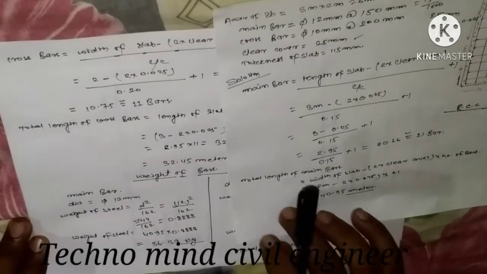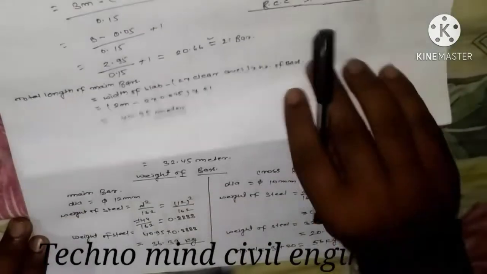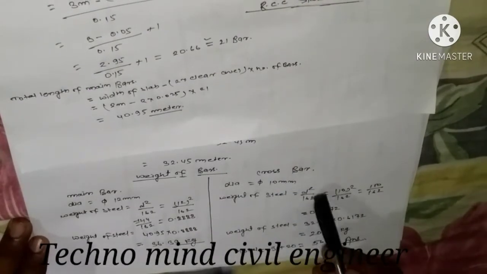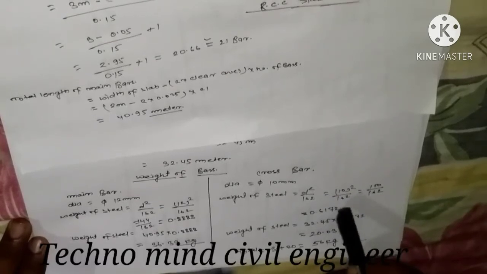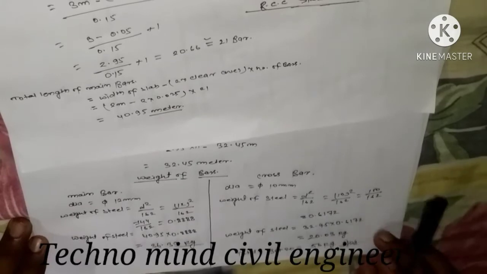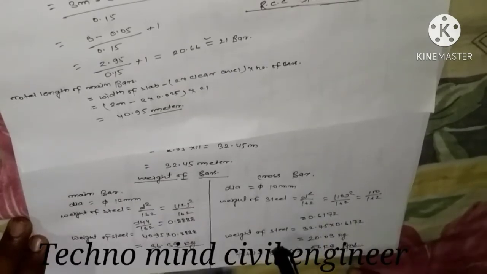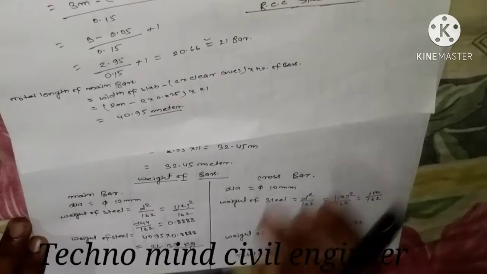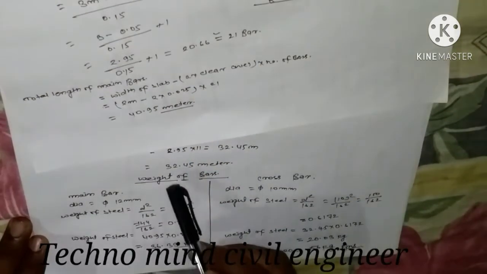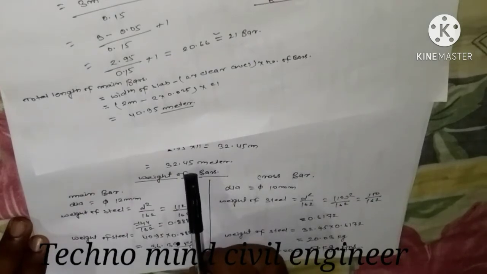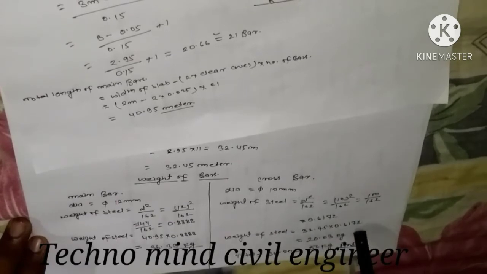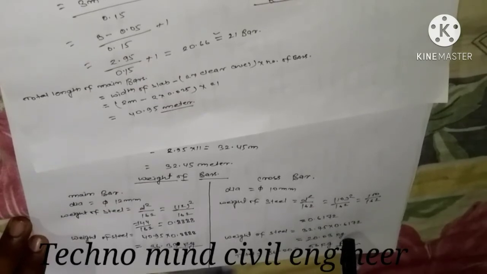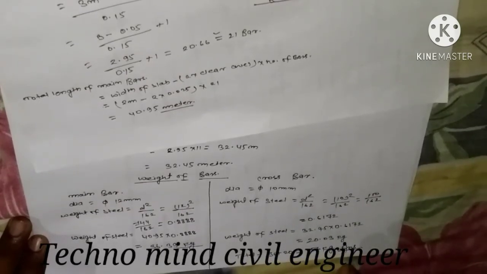Then we calculate the crossbar weight. Similarly, the formula is d squared by 162, which is 10 squared by 162, since the diameter is 10 mm. Then we calculate the weight of steel. The crossbar total length is 32.45 meter, multiplied by 0.6172, is equal to 20.03 kg.